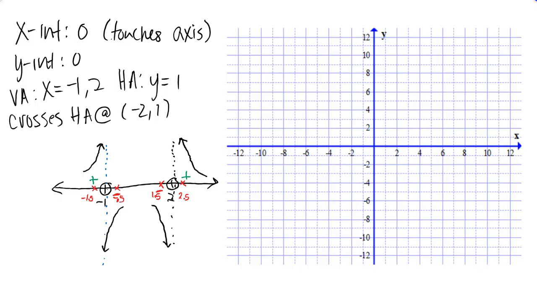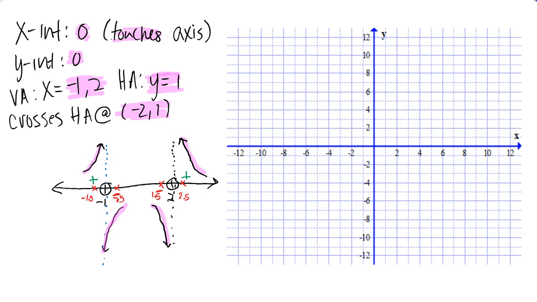So up to this point, we've gathered a lot of information that will be helpful for us to graph our rational function. We found that we have an x-intercept at 0, which is going to touch the axis instead of crossing it. We have a y-intercept at 0. We've got two vertical asymptotes at negative 1 and 2. We found a horizontal asymptote at y equals 1. We found that the graph will cross the horizontal asymptote at negative 2, 1. And we also have worked out what the end behavior will be around those vertical asymptotes. So that's very helpful. So let's see if we can come up with a sketch of the graph.